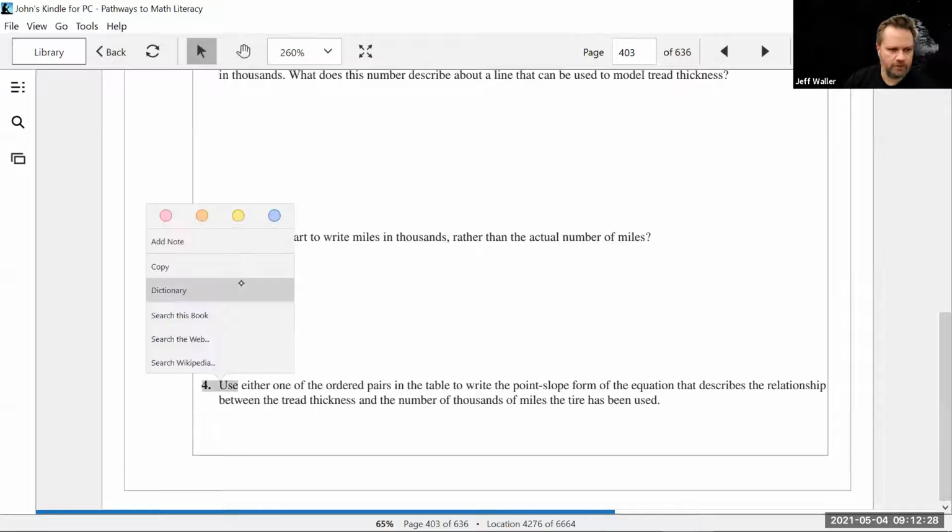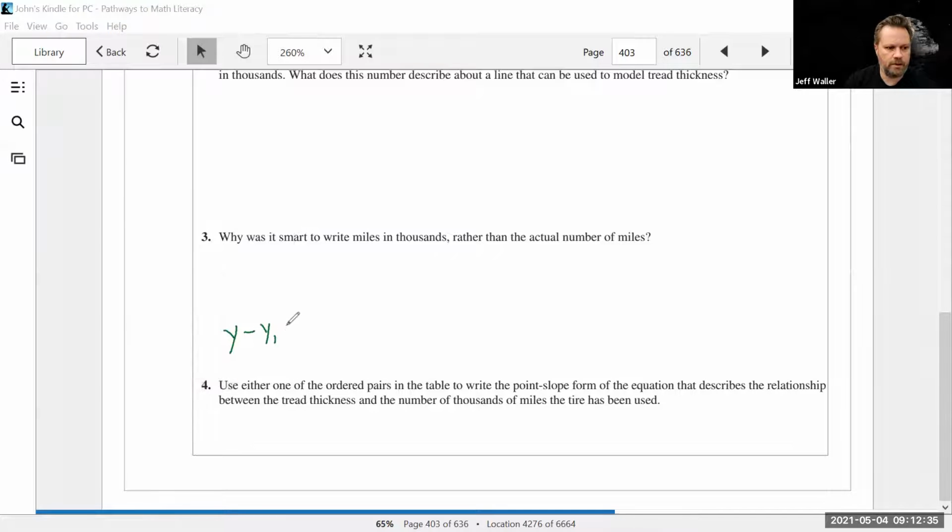So for number 4, I gotta tell this thing to be right. Hold on. There's so many buttons. Y minus y1 equals m times x minus x1. That's the equation you need to use. So you know what m is from number 2, I believe. And you just have to pick a point that this goes through, plug it in. And you know 2 points that this thing goes through. Is that making sense, Paul?